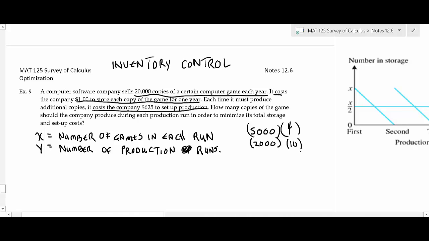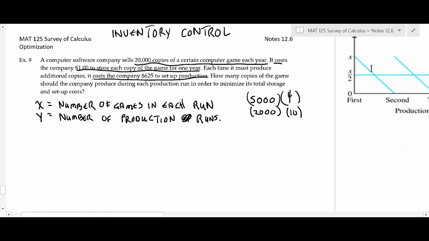Those are possible answers to the problem. 10 runs, they make 2,000 games each time. 4 runs, 5,000. They could do 1,000 games and then produce 20 times. Does that make sense? Okay, that's important in the problem to get your head around, because we have to start putting together equations. So what we need to look at now is the cost. The next thing we're going to look at is the total setup cost.